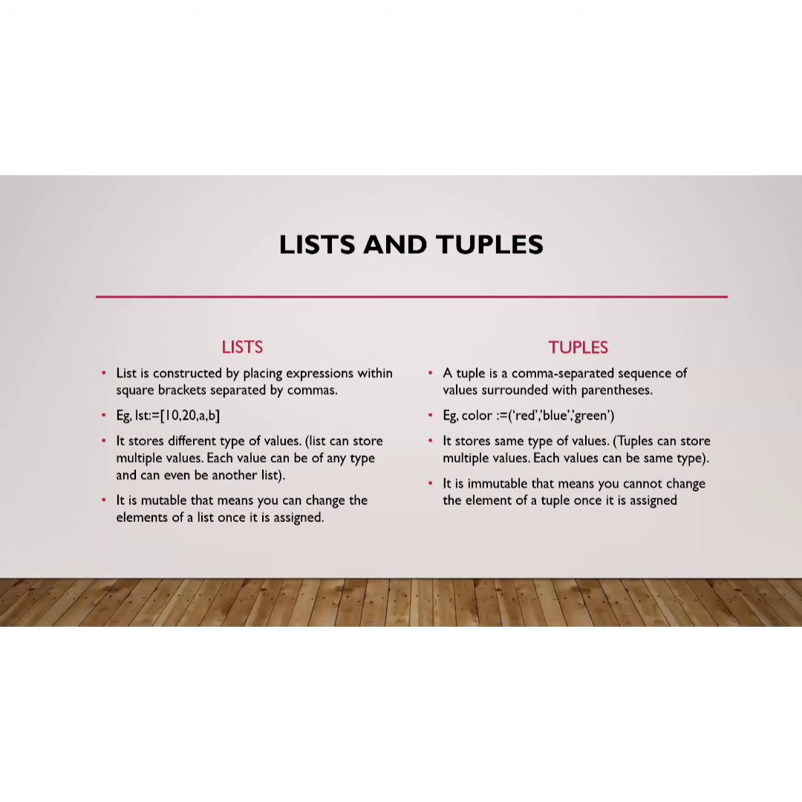Okay, so it shows different types of values. It shows different types of values means what? It stores different data types of values. You can store integer data type, you can store floating data type, you can store character data type. Okay, a list can store multiple values. Each value can be of any type and can even be another list.